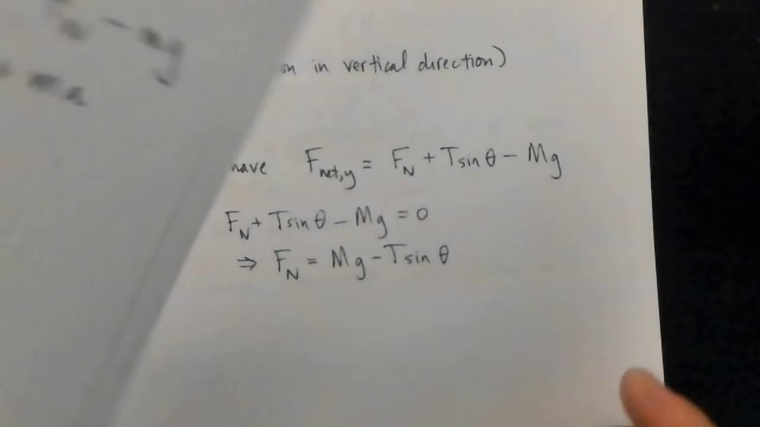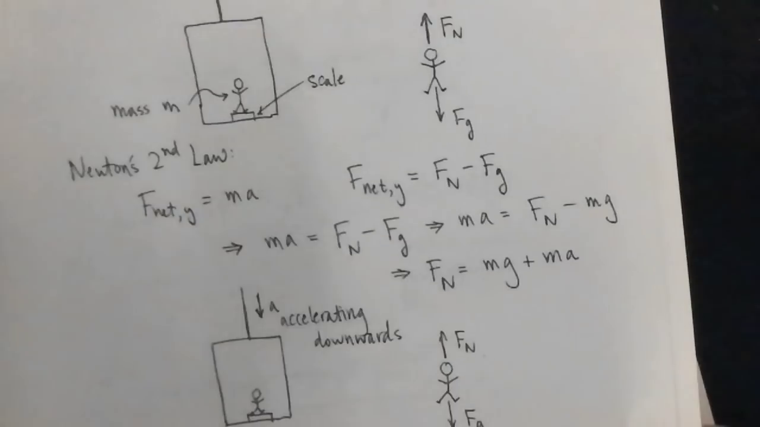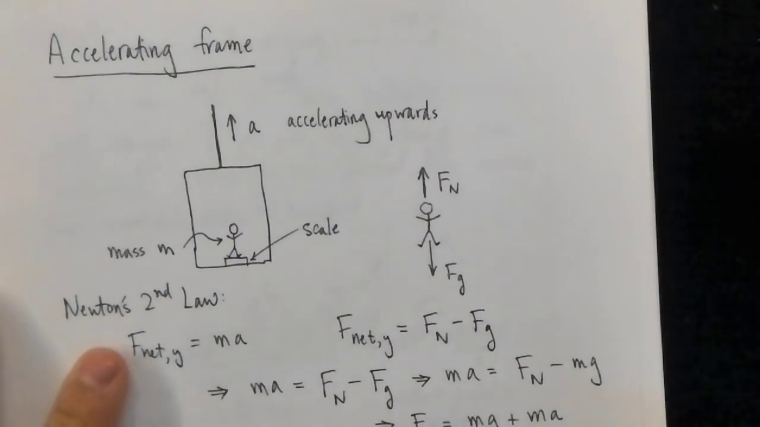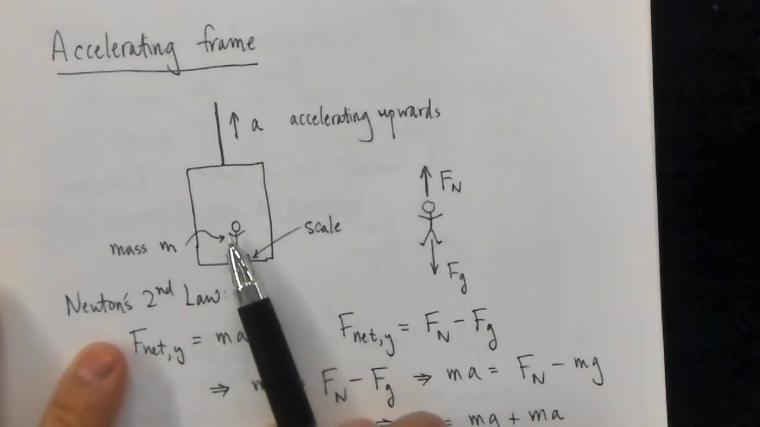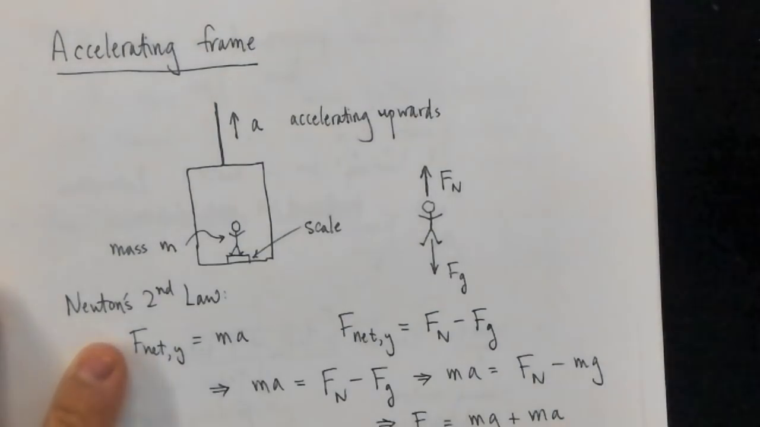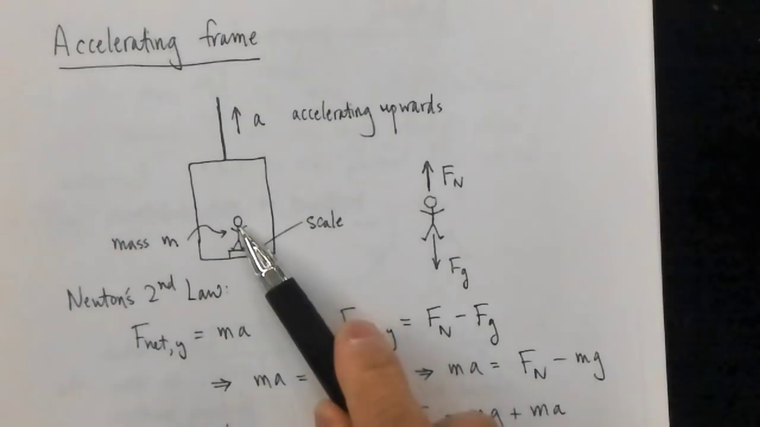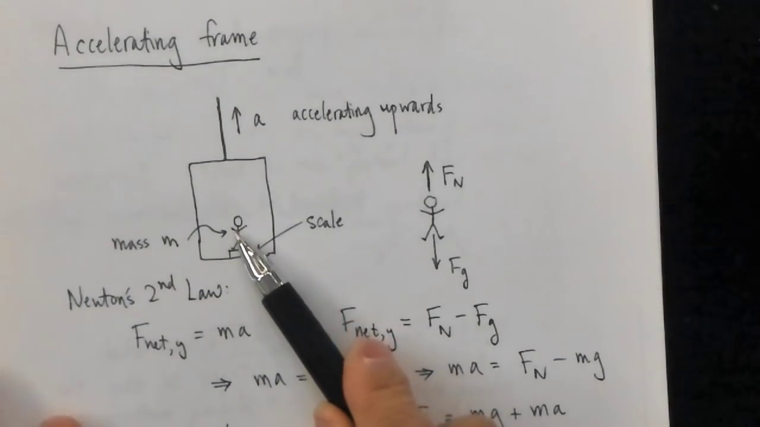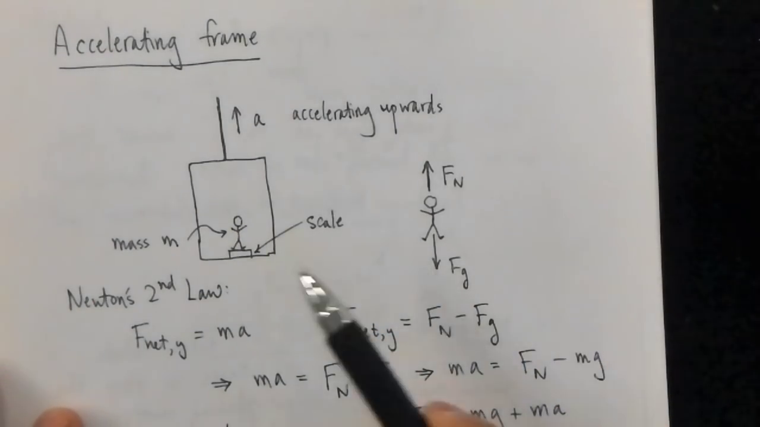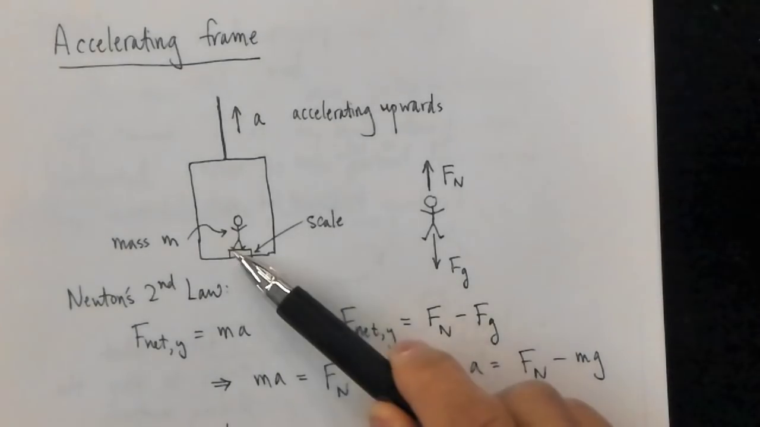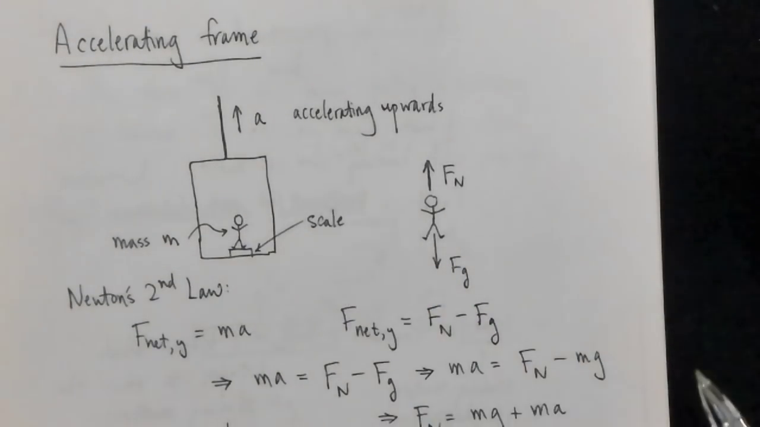Very good. Okay, next topic. We're going to talk about accelerating frames. Suppose we're in an elevator and the elevator is accelerating upwards. Some person has mass m, and we put this person on a scale and ask, for example, what is the normal force that the scale exerts on the person?